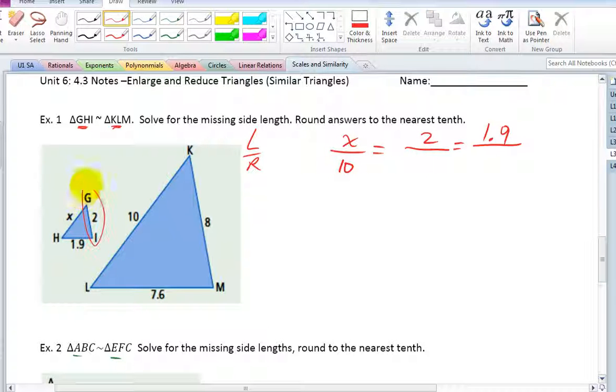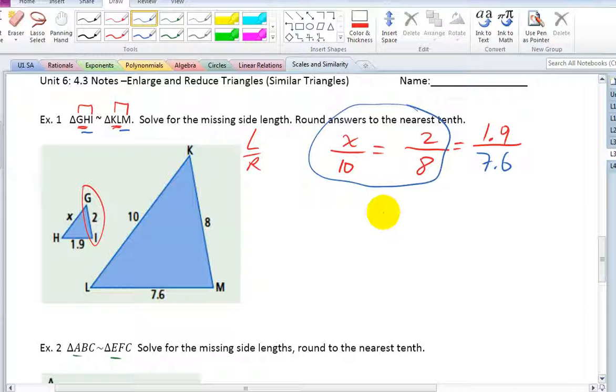Then we have 2, which is GI. GI corresponds with, which is 8. Okay. And now we have 1.9, which is HI, LM. Okay. And so we 7.6. Now you could have x over 10 equal to the first one or the second one. Let's not work too hard. Let's just use this one. Cross multiply, find the value of x. Go.